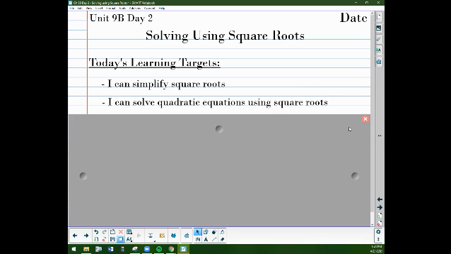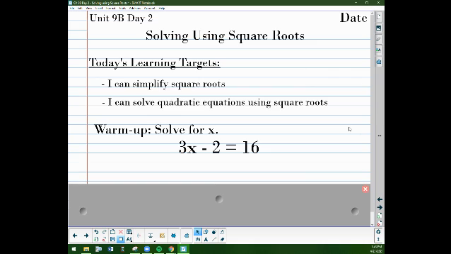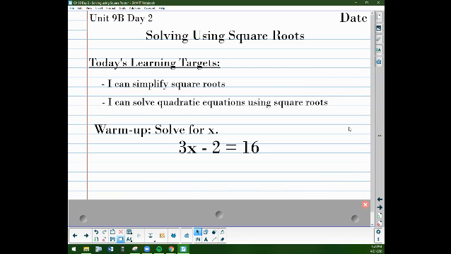To get our brains thinking, I'm going to throw this warm-up out there. I know you're kind of like, well, this is random. What does this have to do with anything? It's going to help us get ready for what we're going to do later. So solve for 3x minus 2 equals 16. I want you to solve for x.